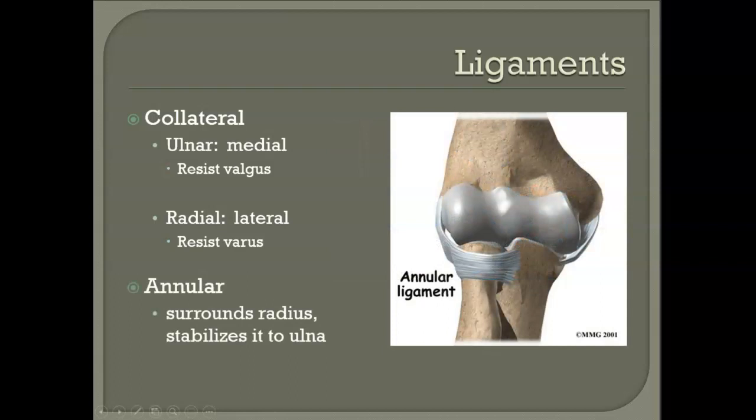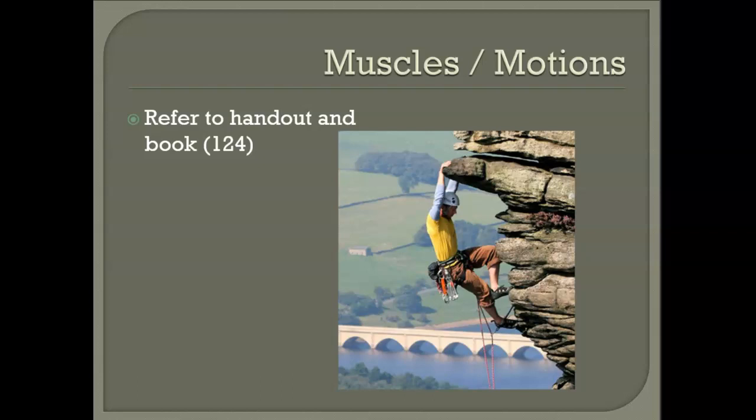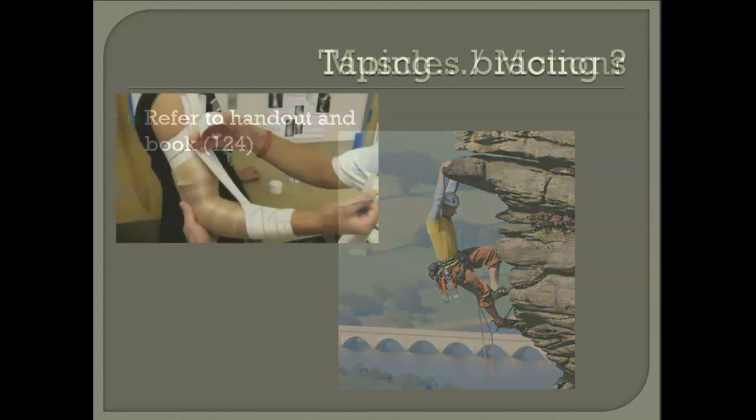The final ligament, I just want you to be aware that there's a ligament that attaches the radius to the ulna, so that's the annular ligament to keep it in place as well, because that sometimes can get injured. All right, for muscles and motions of the elbow, it's pretty straightforward. You have your flexion, extension, pronation, supination. They're in the book and they're in the handout, so I'm not going to go too much more into that.